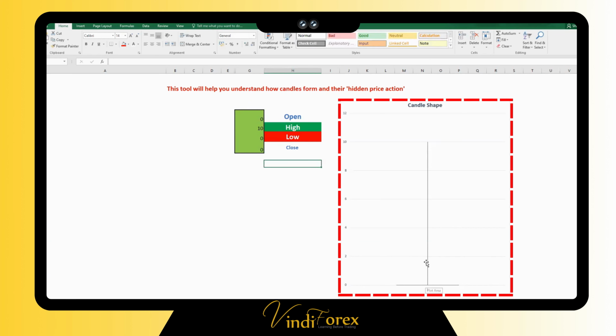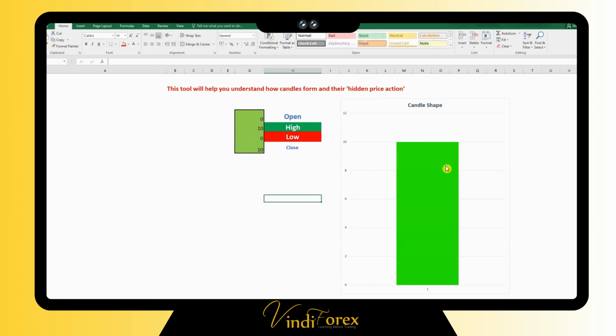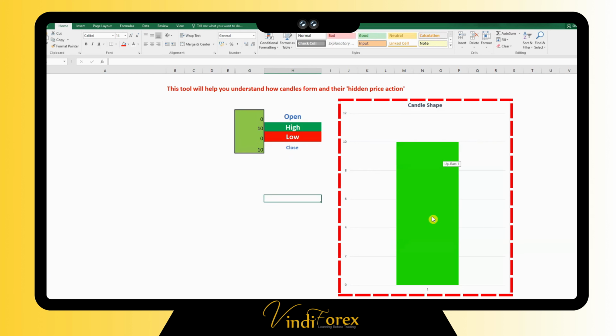You can see now I have this wick, or what you call a shadow, which is this thin line. Before I correct how you would see a candle, this is not how you will see it if it was to open and go up. What you are most likely to see will be this. That's why I said download this spreadsheet so that you can understand this lesson nicely. This is what you will see if a candle was to open and instantly go up.